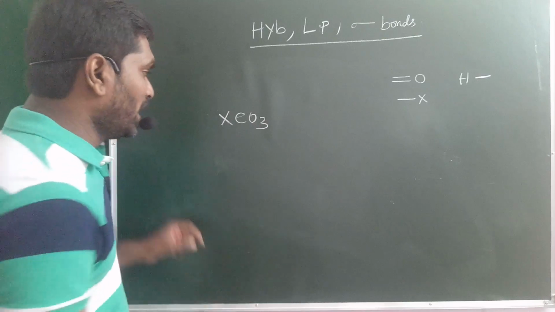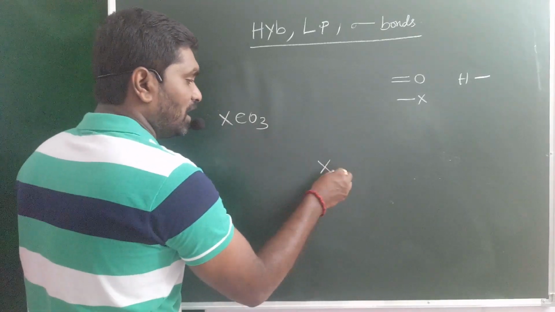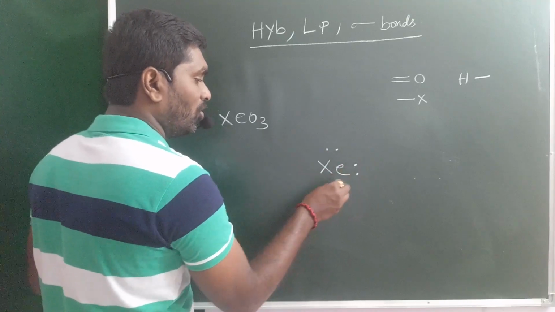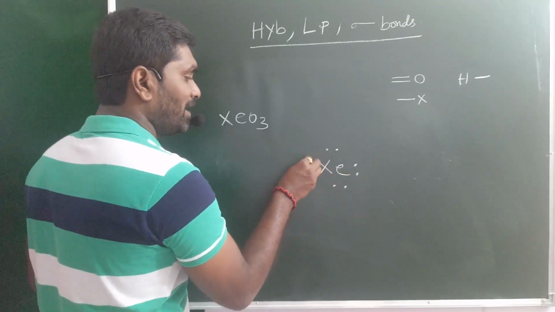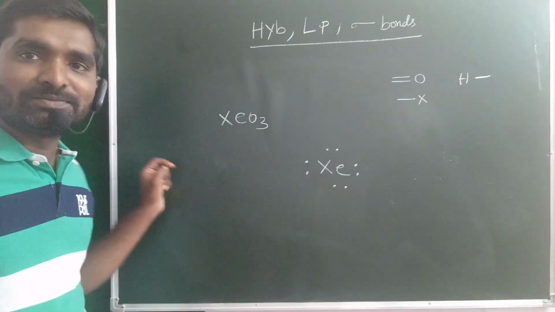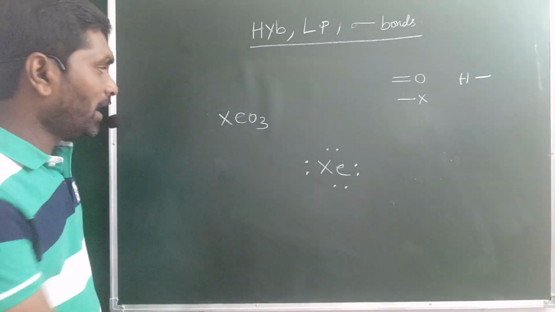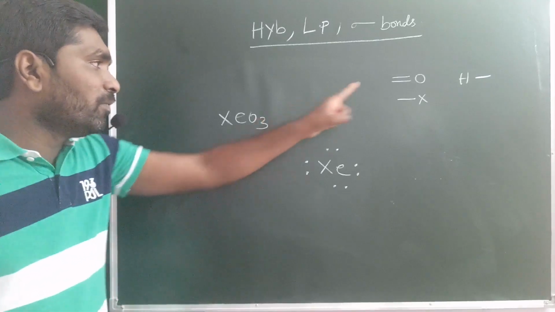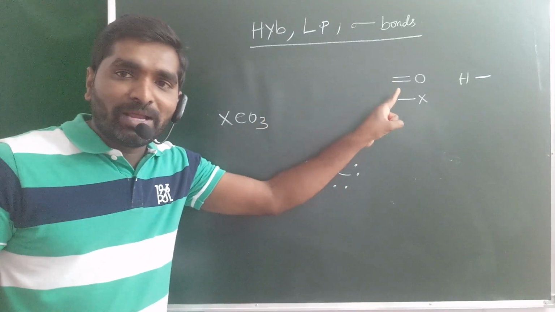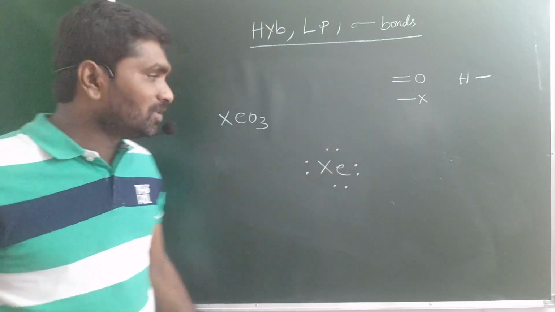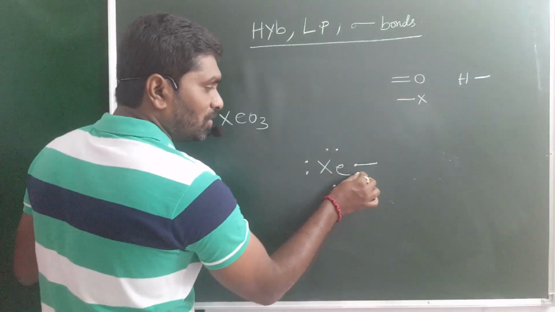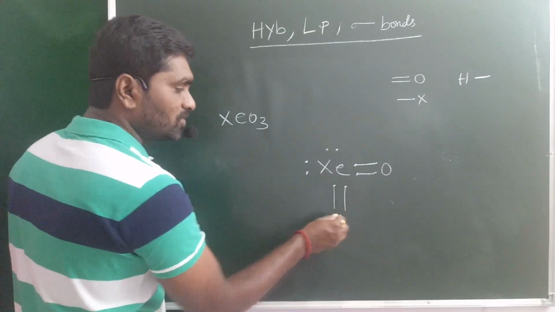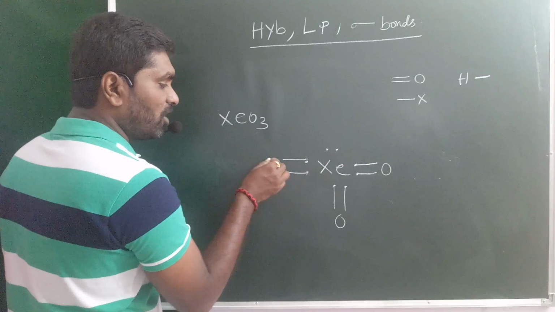Okay, look at this one. XeO3. Xenon is again an 8th group element: 1, 2, 3, 4, 5, 6, 7, 8. Again, oxygen is bivalent. It may form 1 pi bond and 1 sigma bond. So by using 2 electrons, the first oxygen may form a double bond, the second oxygen may form a double bond, and the third oxygen may form a double bond.